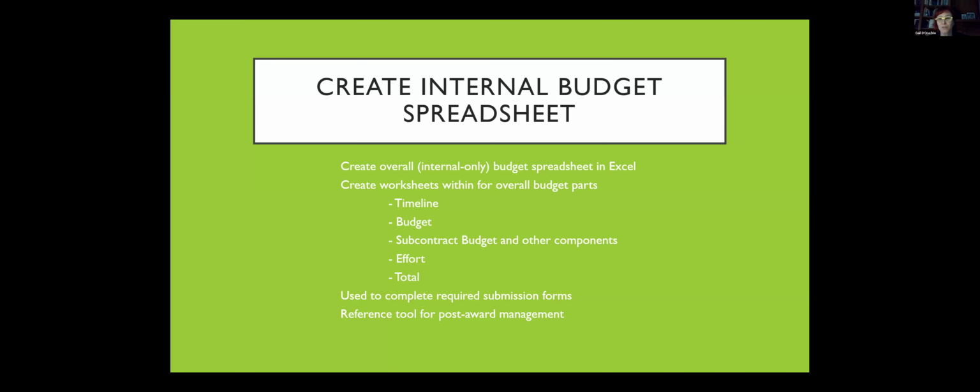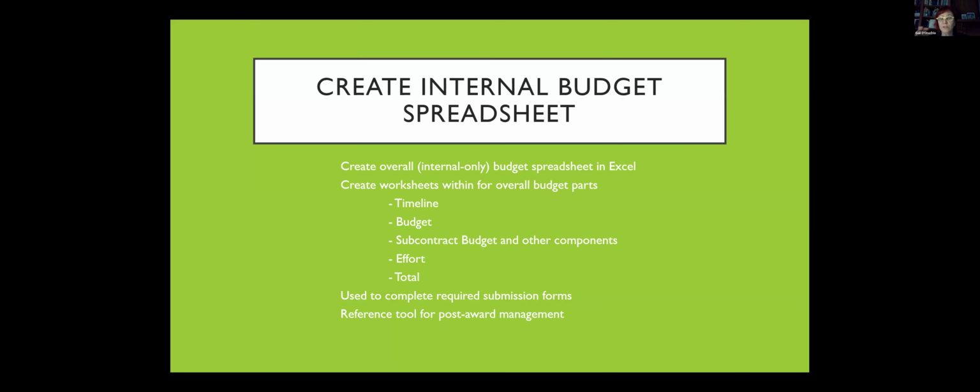And this is really Patty, so I'm sharing it with you. It's to create these spreadsheets in Excel. And through those spreadsheets, you're going to be able to pull from them and create a timeline, a budget, subcontracts, and other components, make sure that all the efforts line up and the total amounts for the grant are appropriate for what you are applying for.